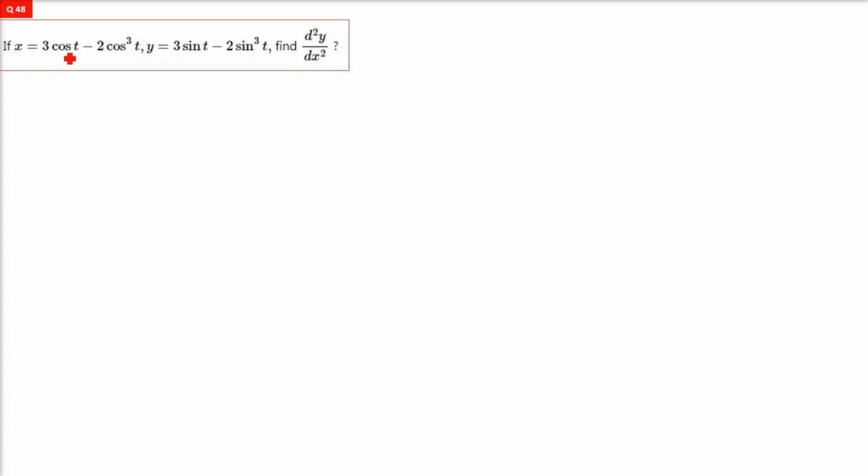The next question is x equals 3 cos t minus 2 cos cube t, y is equal to 3 sin t minus 2 sin cube t. We have to find out d2y by dx2. So we have x as 3 cos t minus 2 cos cube t. Now in order to find out dy by dx, we have to first find dx by dt and then dy by dt. So let us find out dx by dt.